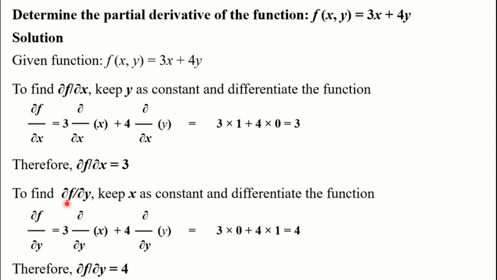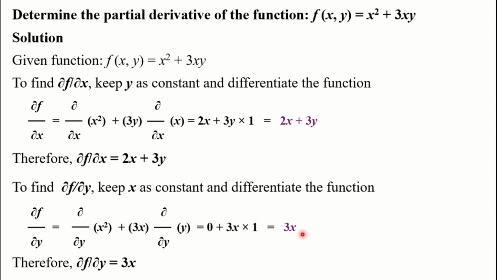Now to find the partial derivative with respect to y, here we keep x as a constant. The partial derivative of the function with respect to y is equal to 3 as a constant, so we bring outside the partial derivative of x with respect to y plus 4 times the partial derivative of y with respect to y. Here, the partial derivative of x with respect to y is 0. Why? Because we treat x as a constant. 3 into 0 plus 4 into the derivative of y with respect to y, which is 1, is equal to 4.